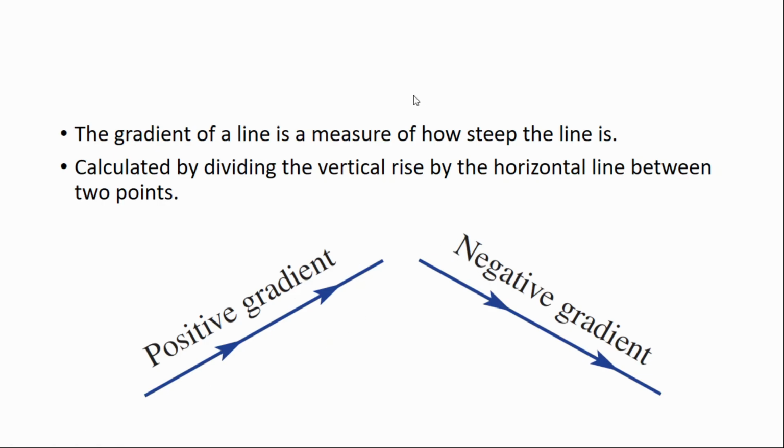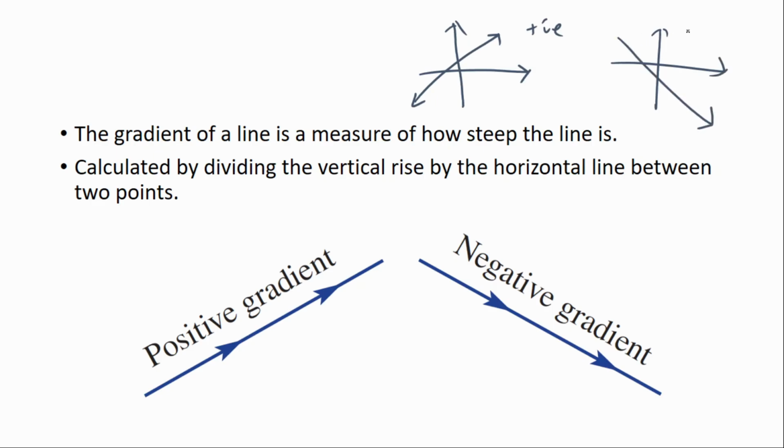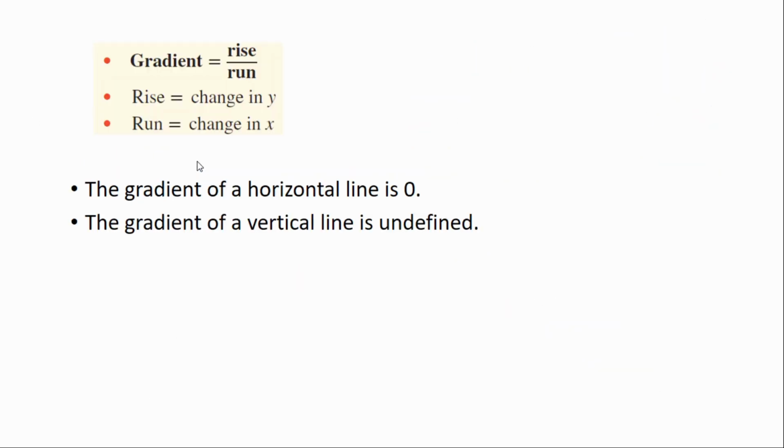So on a Cartesian plane, something like this, if it goes that way, that is a positive gradient. This one will be positive, and if it's going something like this, that will be a negative gradient. That's going downwards from left to right. This one's going up from left to right. And just adding on to that, the gradient of a horizontal line is 0. So if your line is just straight horizontal, that one will be 0. And if it is vertical, that one is undefined.